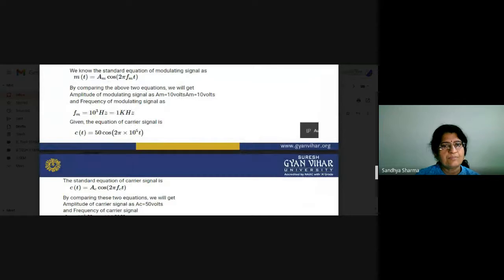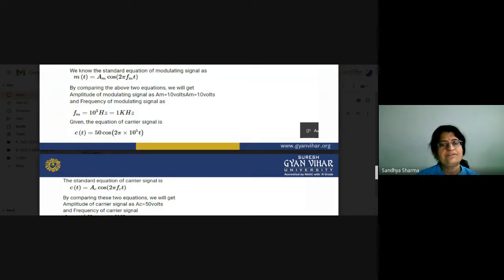Now the same thing happens when we move towards the equation of our carrier signal, 50 cos 2π × 10^5 t. Again we take the standard equation of the carrier signal, c(t) = Ac cos 2π fc t, where Ac is the maximum amplitude of our carrier signal and fc is the frequency of the carrier signal. Again we compare both equations with the standard equations so we can calculate the different parameters.